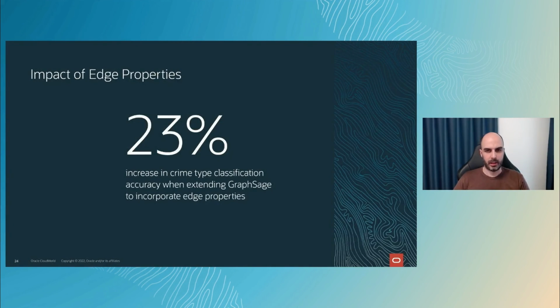So one important takeaway from this for us was the impact of edge properties. Once we added support for these edge properties, we were able to increase accuracy for our proxy task, which is crime type classification, by 23%. So this tells us that the impact of edge properties is quite significant.